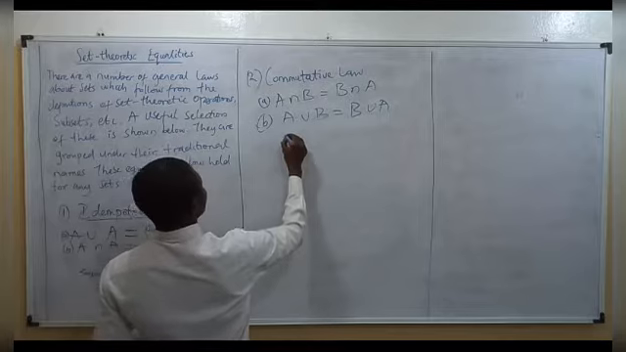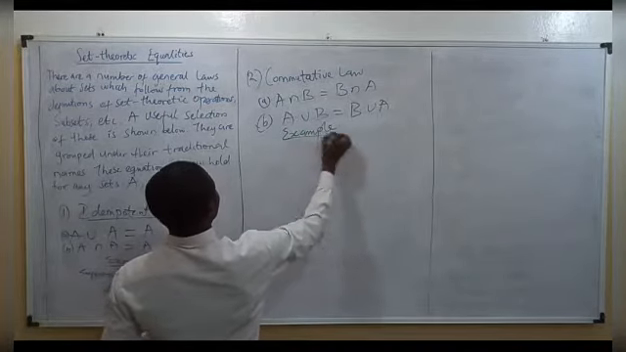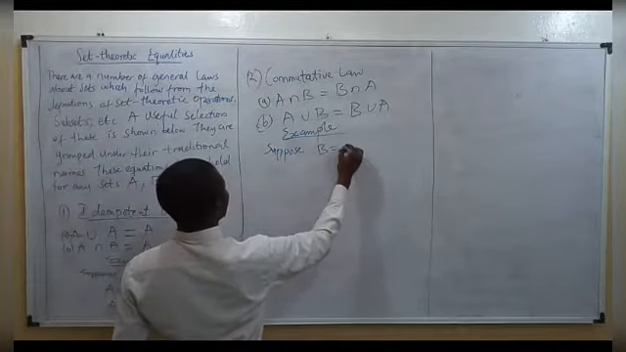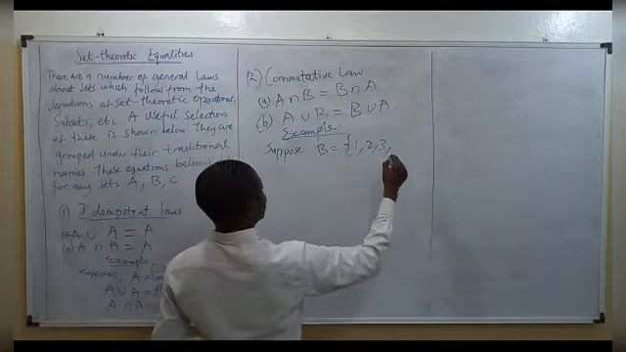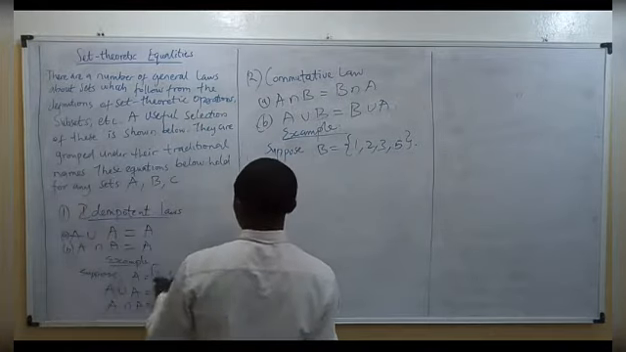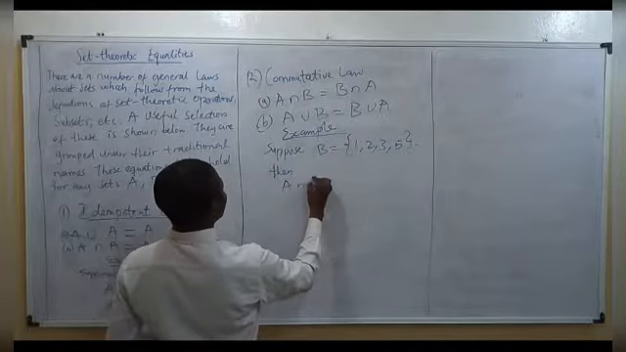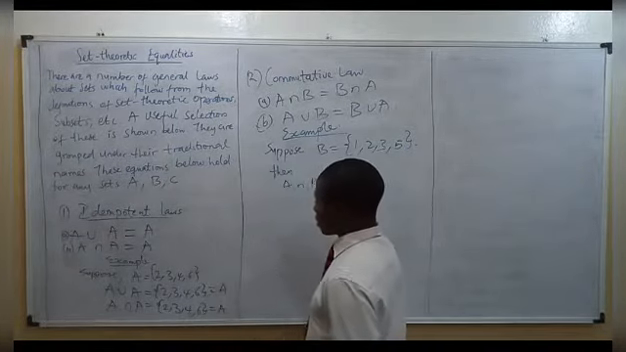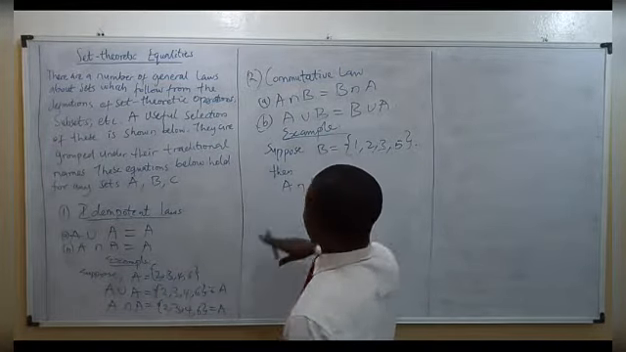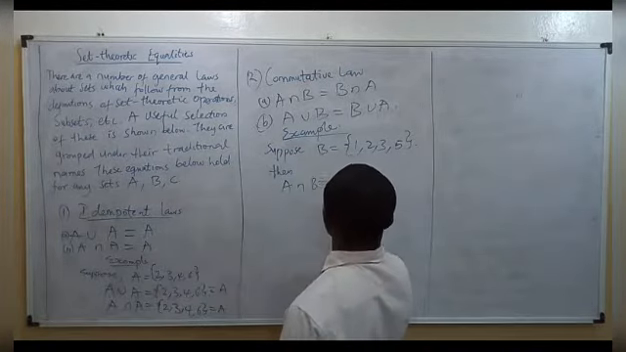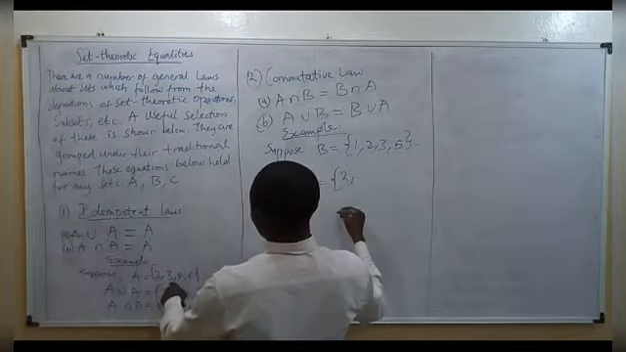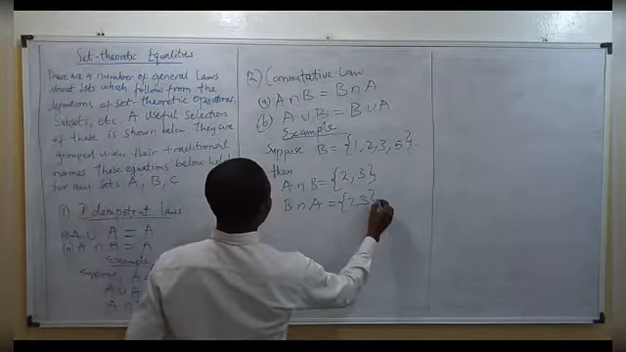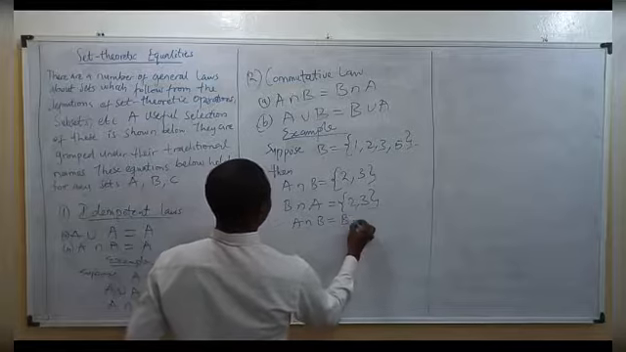Suppose we still use this set A, and suppose B is equal to 1, 2, 3, 5. Then A intersection B gives us the common elements between A, which is 2, 3, 4, 6, and B, which is 1, 2, 3, 5. Don't forget, common elements means the elements that occur in both A and B. One of them is 2, another is 3. Now let's do B intersection A. It is the same thing, 2, 3. Therefore, A intersection B is equal to B intersection A, commutative law.